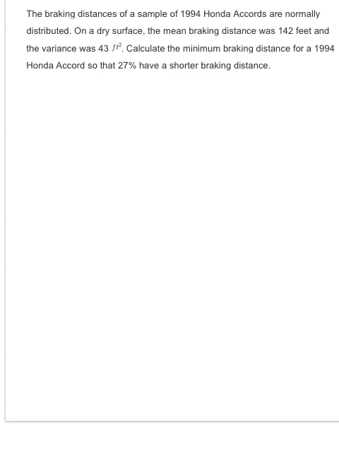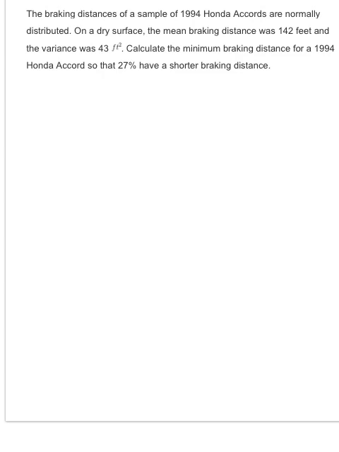Okay, so for everybody's favorite car, the 1994 Honda Accords, the braking distances, like how long you step on the brakes, how long does it take for you to come to a complete stop? Well, the average is 142 feet with a variance of 43 feet squared. That's weird. Calculate the minimum braking distance for a 1994 Honda Accord so that 27% have a shorter braking distance.